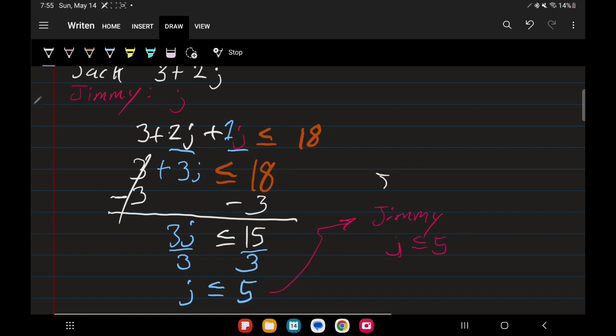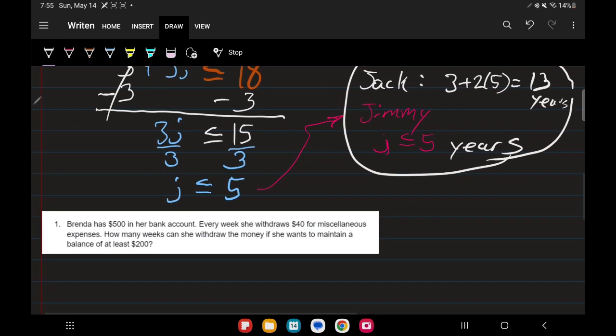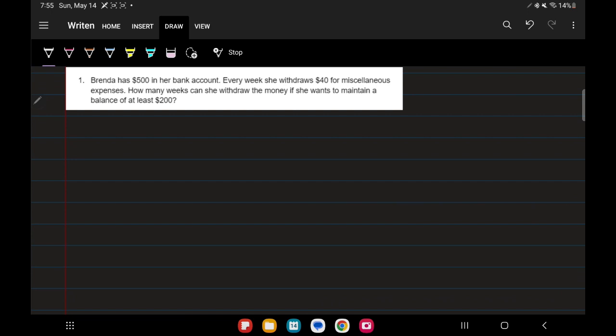Jack, on the other hand, his age is going to be, I need to plug it in, so I get 3 plus 2 times 5. Jack is at most 13 years old, right? So those are 2. And don't forget your units, years. So Jack and Jimmy are 13 and 5 years old. About.